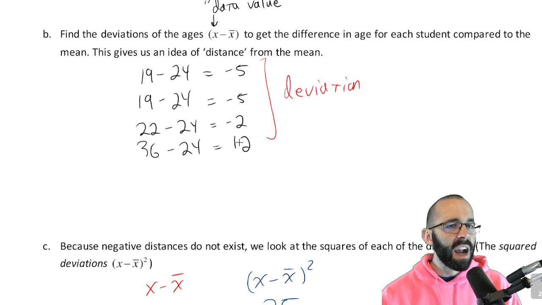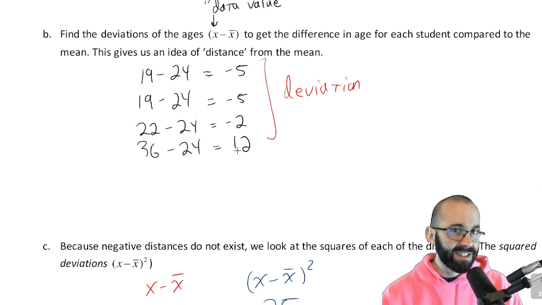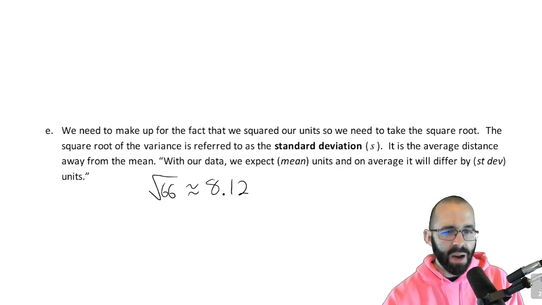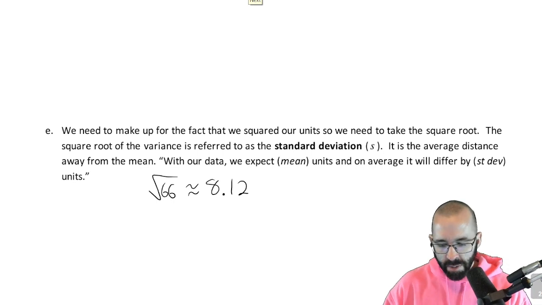Okay. Remember, average is affected by outliers. So this 12 is really making this average distance, the standard deviation, a lot bigger than we think it should be. Which is why we mostly use standard deviation for symmetric data. But anyway, we can kind of summarize this.